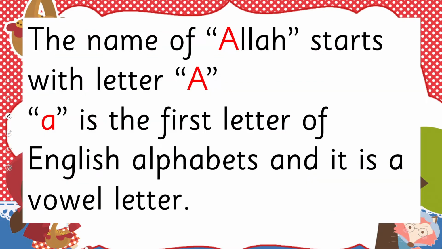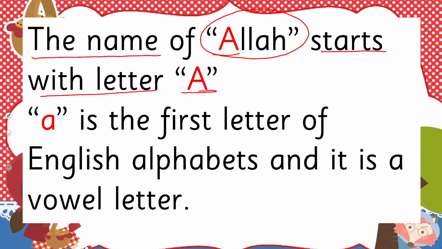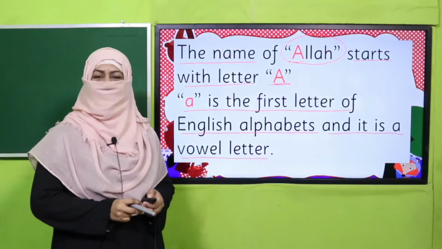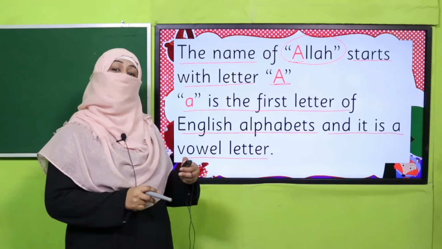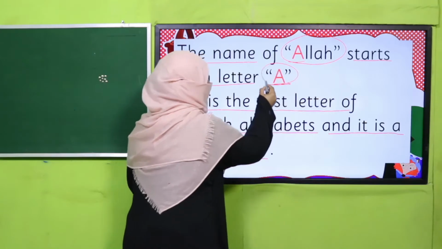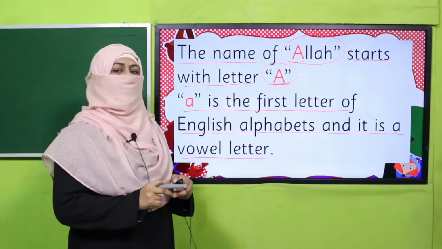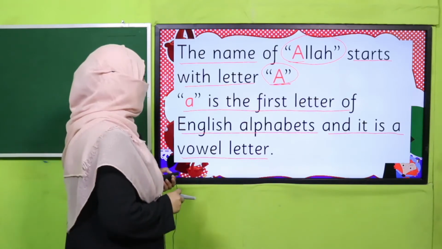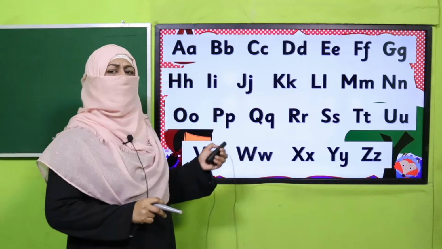Let's start with the name of Allah subhanahu wa ta'ala. The name of Allah starts with letter A, and A is the first letter of English alphabets and it is a vowel letter. You see, my dear children, subhanallah, Allah's name also starts with the first letter of English alphabets, and that's A, and A is a vowel. So how do we find out vowels and what are the rest of the letters? We'll find out today. Let's start with the letters. We recognize all these letters.